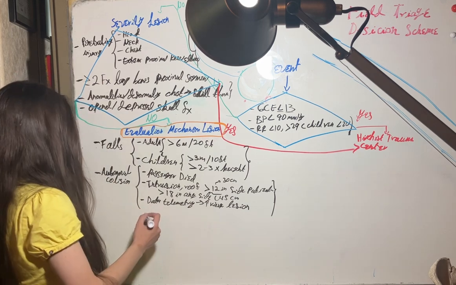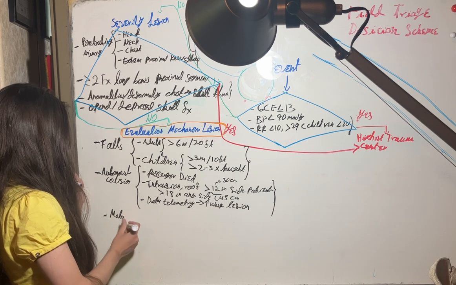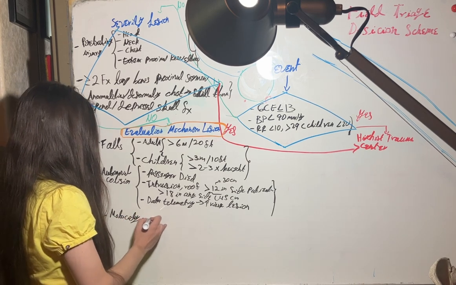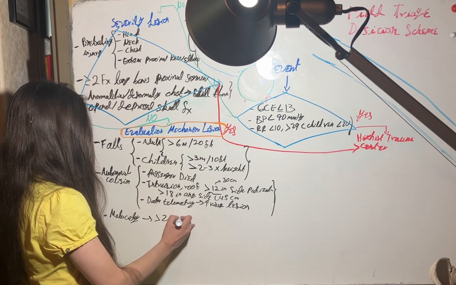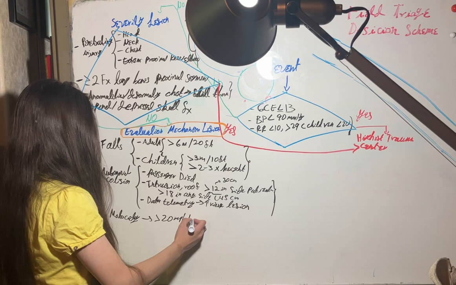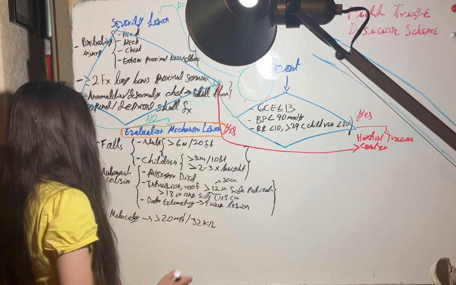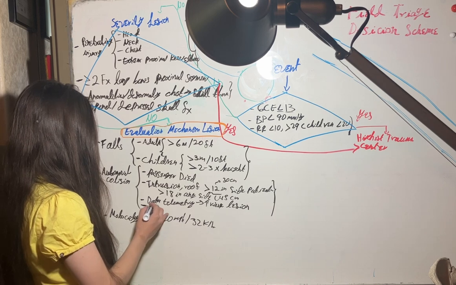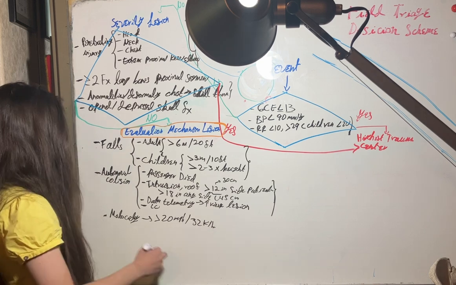Another consideration is if the patient was in a motorcycle and the motorcycle has a collision at more than 20 miles per hour, which corresponds to 32 kilometers per hour. Also here, if the collision was at a velocity more than 20 miles per hour or 32 kilometers per hour.